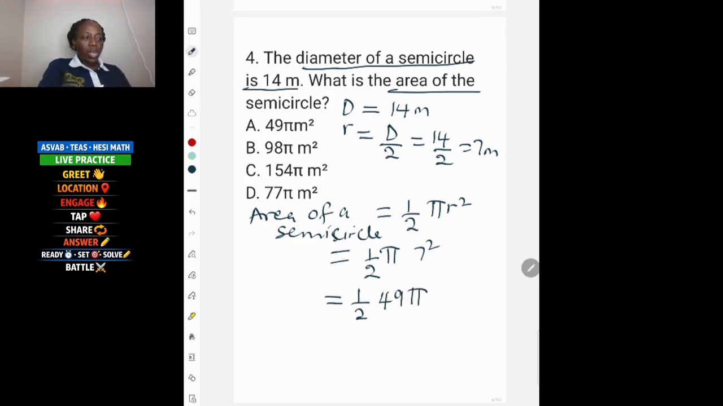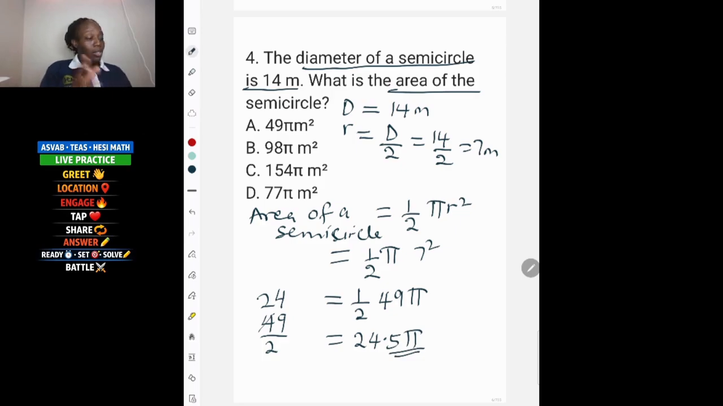So which should be what? What is 49 divided by 2? So how many 2 in this? That will be 2. How many 2 in 9? That will be 4. And then that will be 0.5, right? So that should be 24.5 pi. Okay. The answer is not there.